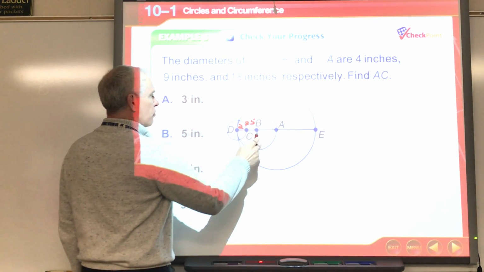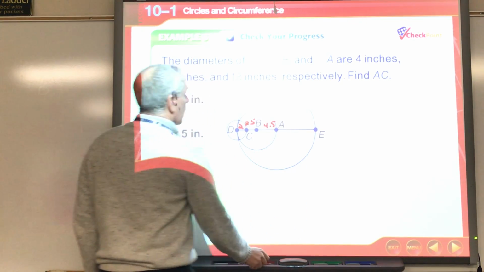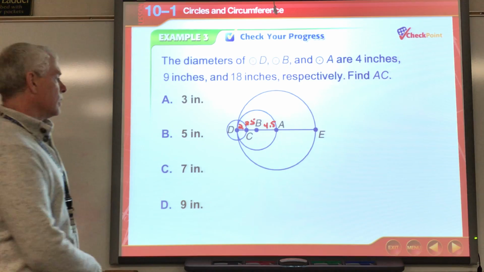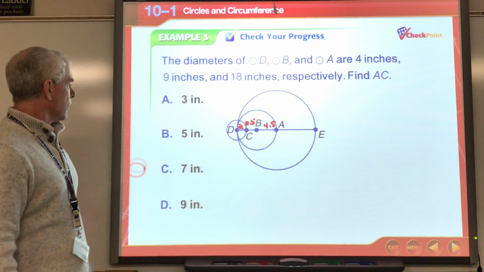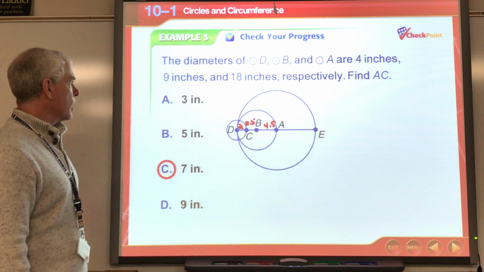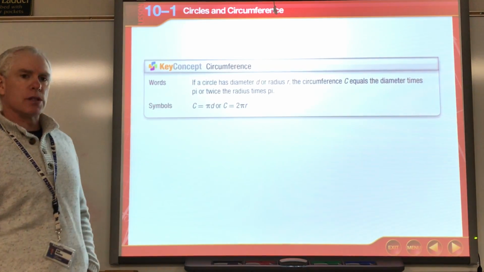Well, 2 plus 2.5 is 4.5. This is going to have to be 4.5 right here, okay? Ultimately, find A to C. 4.5 plus 2.5 would give me 7, okay? So write in what you know, and then finding the sum later is pretty straightforward.